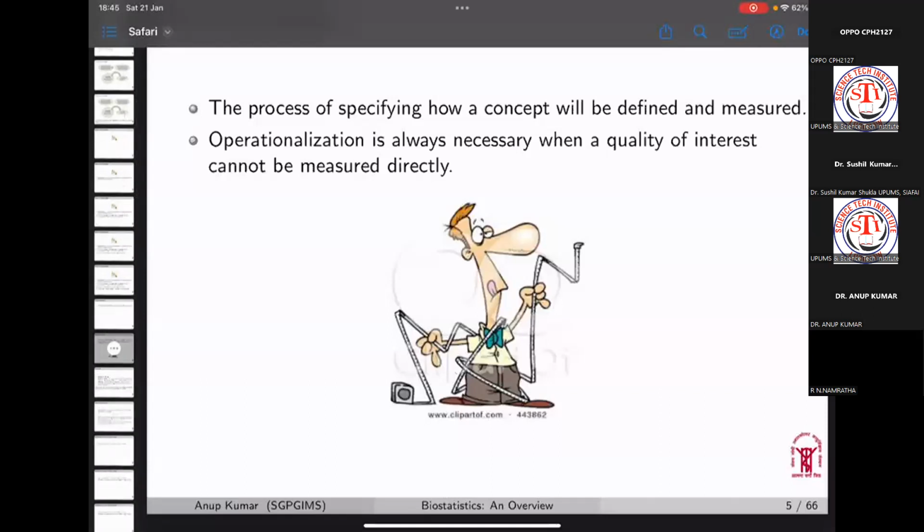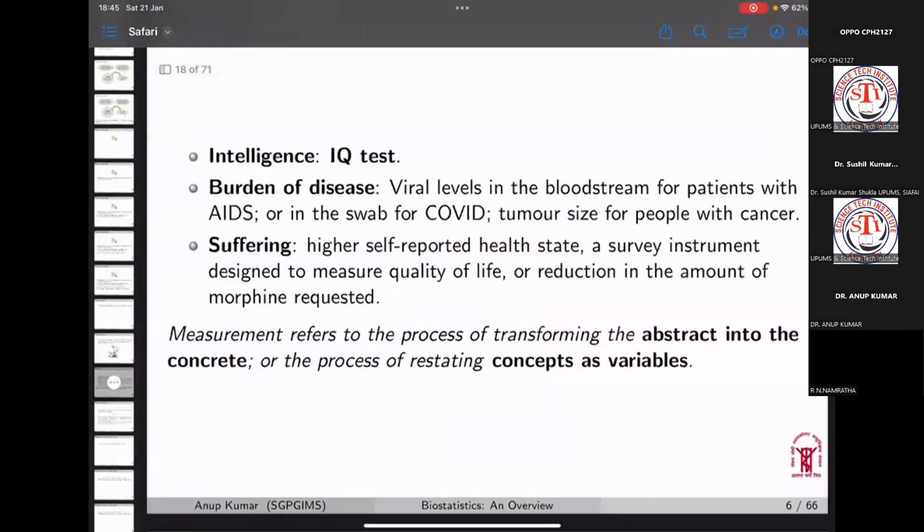For example, you want to select the faculty for the institute. So there is some process by which you do the selection. So this is what we do in research also. So there are these unobservable quantities. For example, for measuring intelligence, we can have an IQ test, a valid IQ test. Burden of the disease can be measured by viral levels in the bloodstream for the patient with AIDS, or in the swab for COVID, tumor size for the people with cancer. So by this we can measure the burden of the disease.